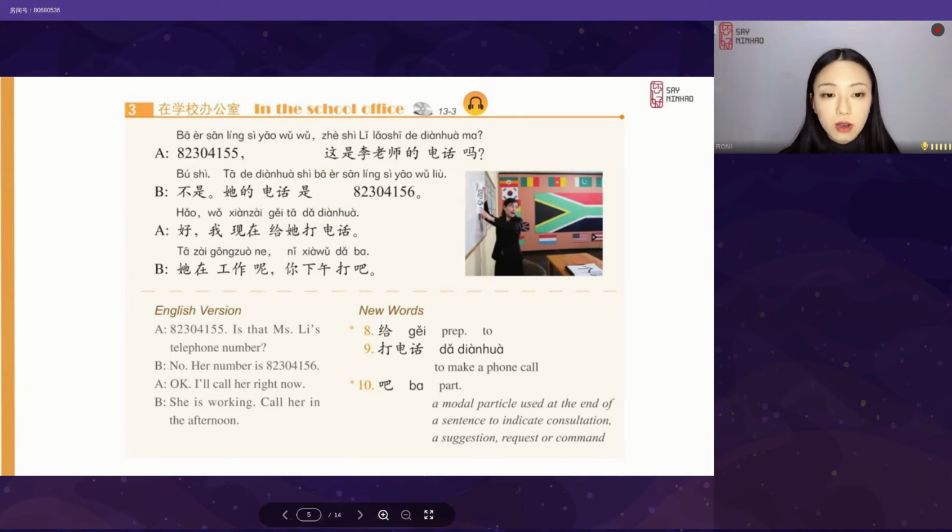82304155，这是李老师的电话吗？不是，他的电话是82304156。好，我现在给他打电话。他在工作呢，你下午打吧。Okay, now let's try to read it in rows. I will be A and you will be B, okay? 82304155，这是李老师的电话吗？好，我现在给他打电话。Okay, now let's switch the role. You will be A and I will be B. Please start.